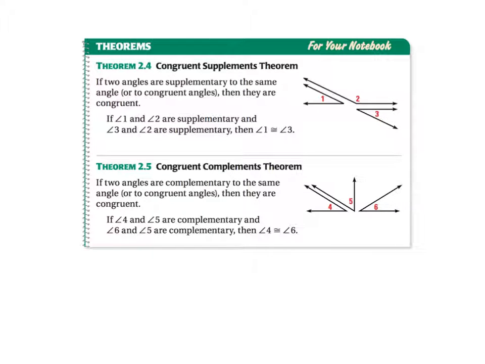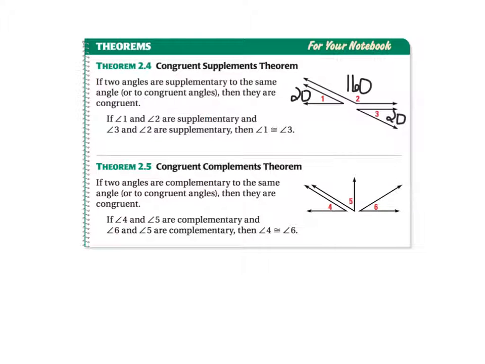Let's say that angle 1 is 20 degrees. Knowing that it's supplementary with angle 2, it would have to be 160 degrees, 180 minus 20. I also know that angle 2 and angle 3 are supplementary. So if angle 2 is 160 degrees, that means angle 3 would have to be 20. Therefore, you can see angle 1 and angle 3 have to be congruent.